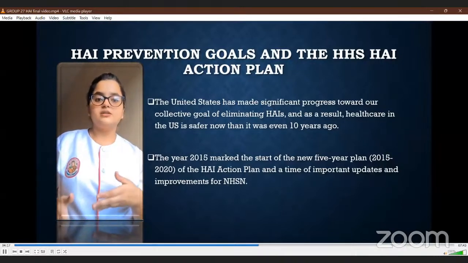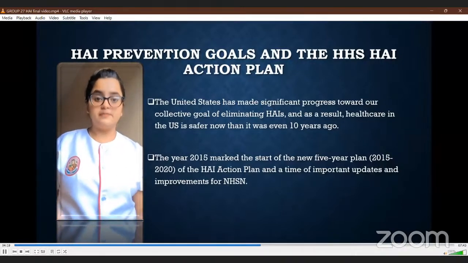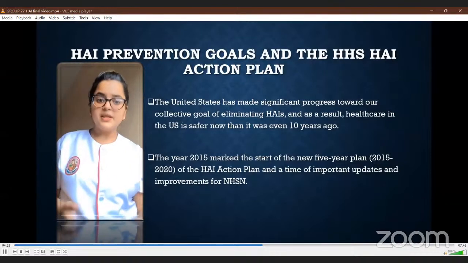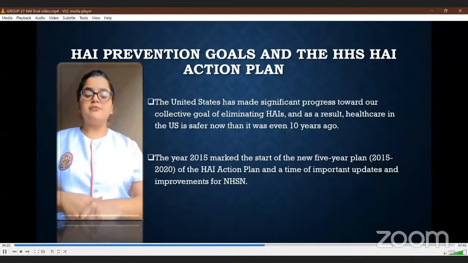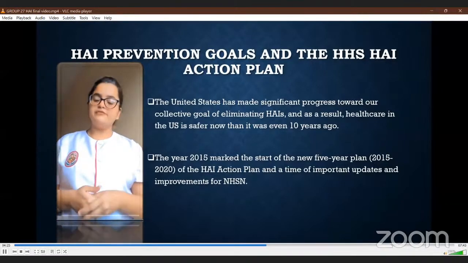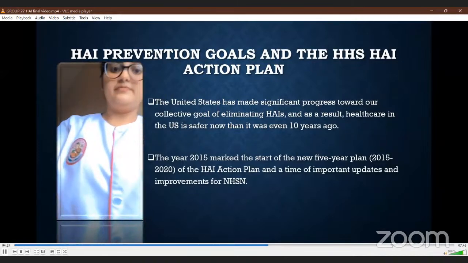The year 2015 marked the start of the new 5-year plan, 2015 to 2020, the HAI action plan, and a time of important updates and improvement for the NHSN.